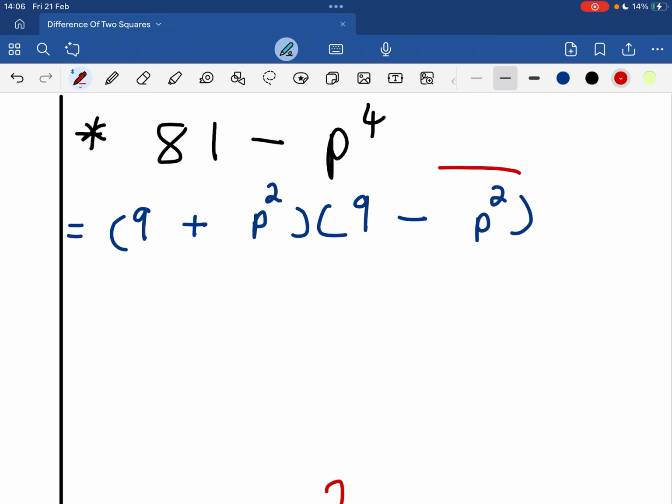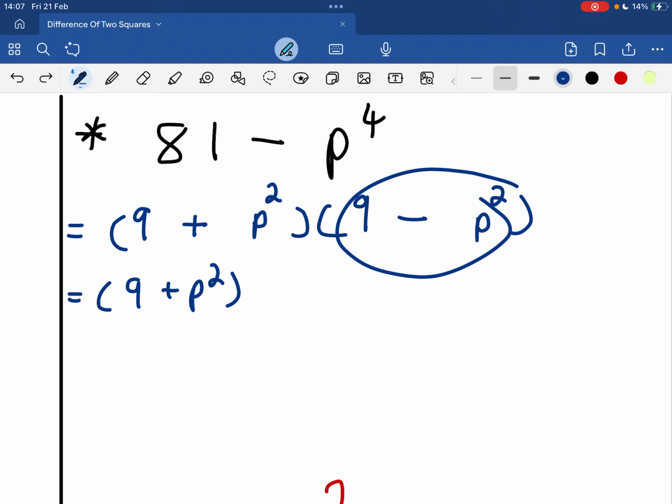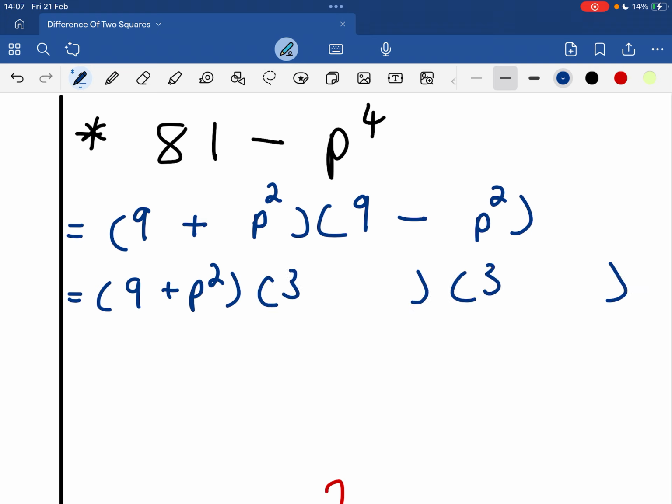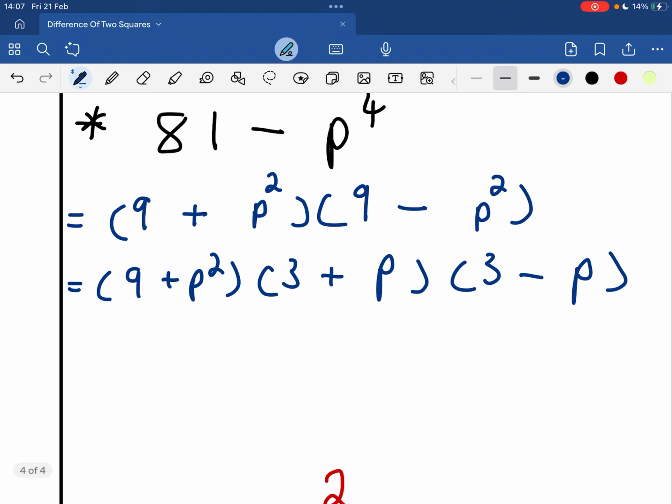But hold on. 9 minus p squared is also a difference of two squares, because 9 is a perfect square and so is p squared, and they're separated by a minus. So for that, I can open again two brackets. The square root of 9 is 3. The square root of p squared is p. I can put a plus and a minus.